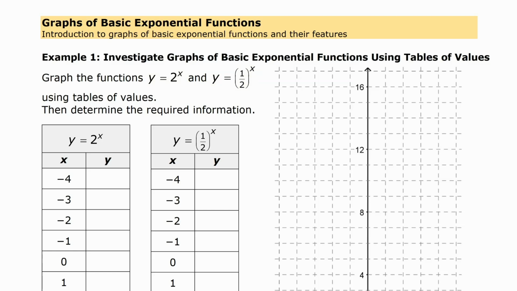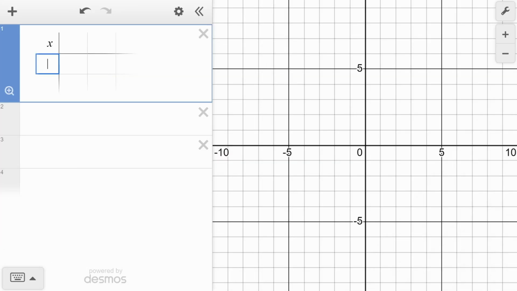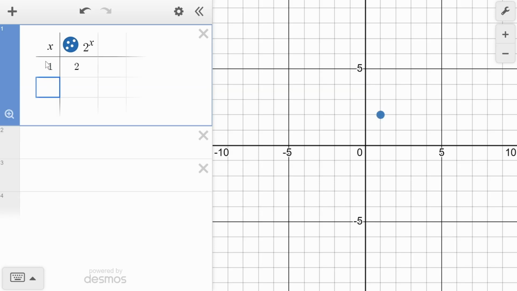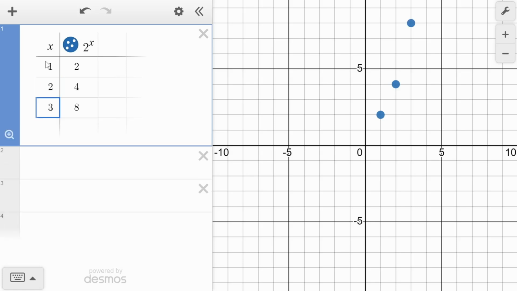But before we put it down on paper here, we're going to look at it using Desmos. Now before we graph the curves here, we're going to start by creating tables of values like I had on my other page. So we're going to work with 2 to the x first, so we can put it in here. And we'll start with probably the easiest value to think of mentally here, which is 2 to the 1. Now it's going to work it out for us, but 2 to the 1 is 2, right? And then 2 to the 2 is 4, and 2 to the 3 is 8. Right, and we've got those 3 points on there: 1, 2, 2, 4, 3, 8.